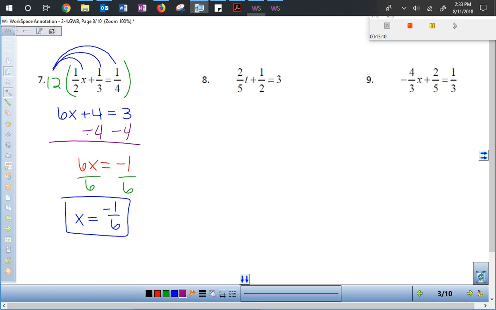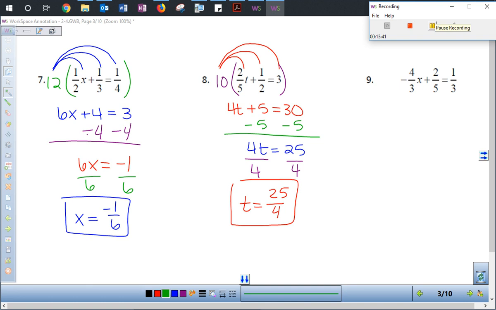On number 8, we have 2 fractions, denominators of 5 and 2, so the least common denominator between 5 and 2 will be 10. So we're going to multiply this whole thing by 10. We're going to start with 10 times 2/5. So start with the denominator. 5 goes into 10 2 times. 2 times 2 is 4. 10 times 1/2, half of 10 is 5. And then 10 times 3 is 30. Again, pause the video and finish this problem on your own. Alright, hopefully you got an answer of 25 over 4.